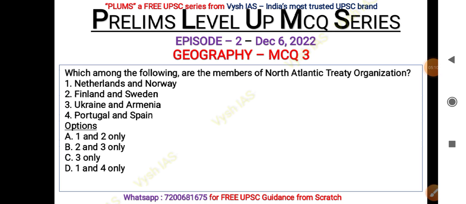I feel this is a very important question. The options you see here: first is Netherlands and Norway, second is Finland and Sweden, third is Ukraine and Armenia, fourth is Portugal and Spain. Options are 1 and 2, that is option A is 1 and 2, Netherlands and Norway.